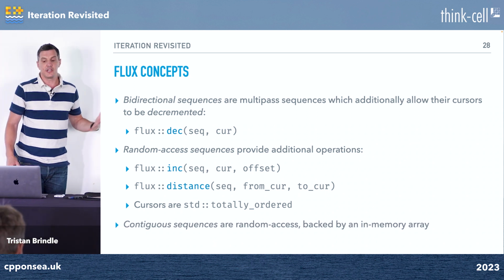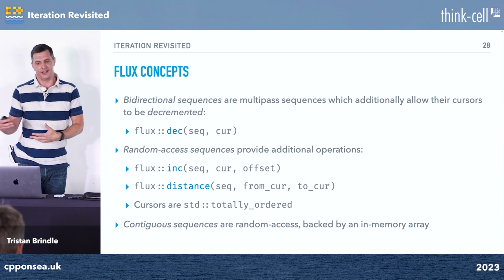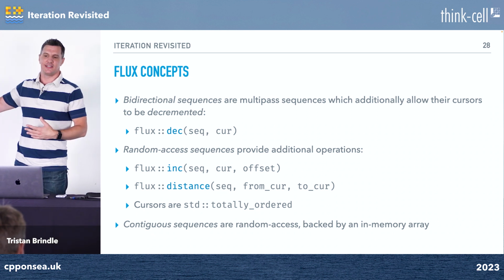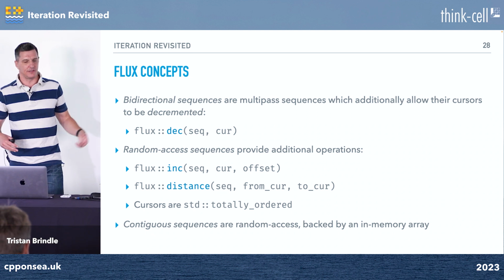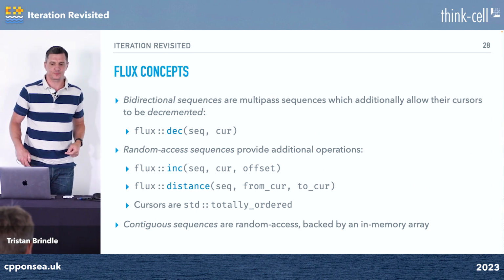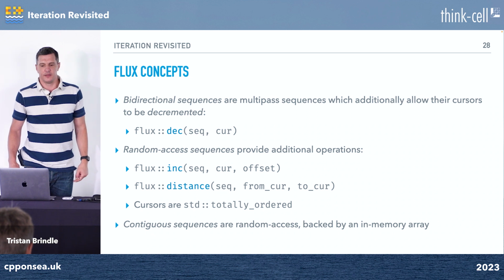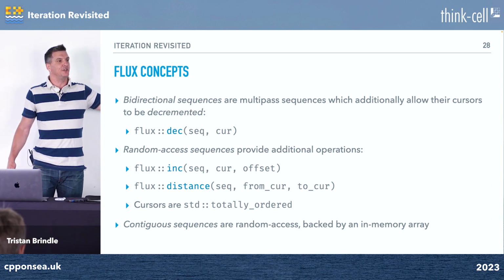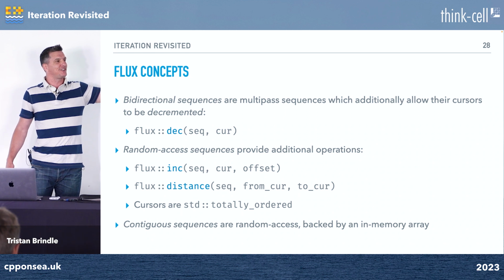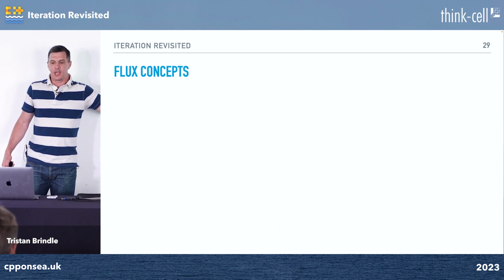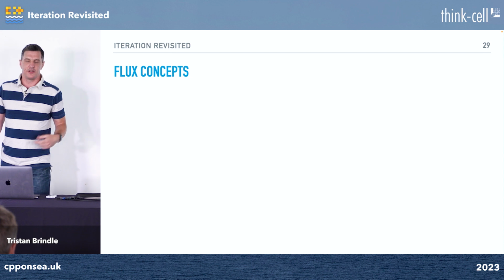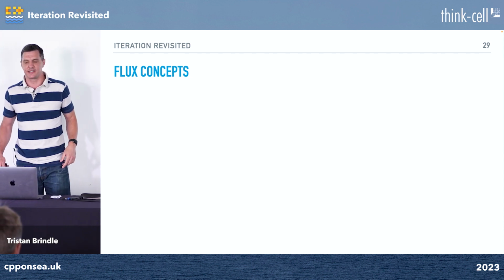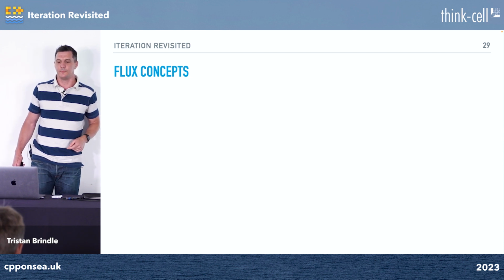And then we also have contiguous sequences. These are random access sequences that are backed by some in-memory array. This allows low-level operations, memcpy and things like that. So these have obvious analogs to the existing ranges categories, right? There are a couple of other concepts that also have analogs to C++20 ranges categories, but you might be a bit less familiar with them.